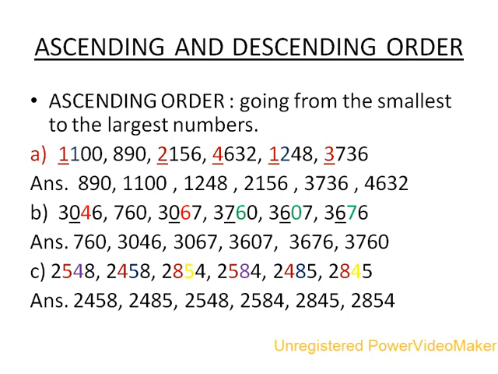Another example: 3046, 760, 3067, 3760, 3670, 3676. Among these, only one number is a 3-digit number, that is 760, and it will come first. Then the rest are 4-digit numbers starting from 3, that is, at their 1000th place is 3. All are equal, so we will compare their hundreds place.